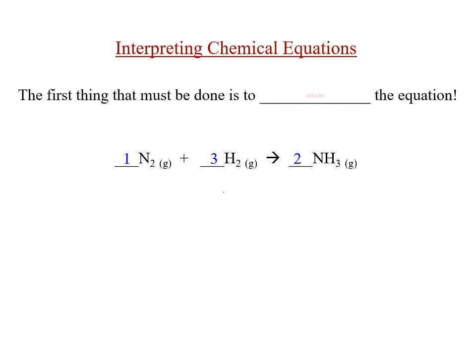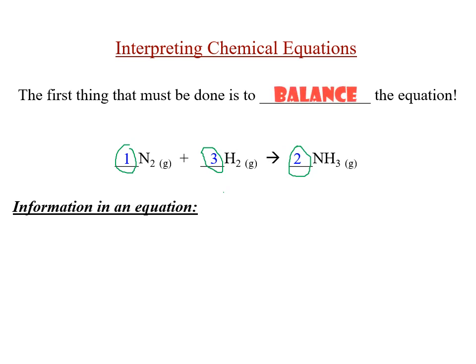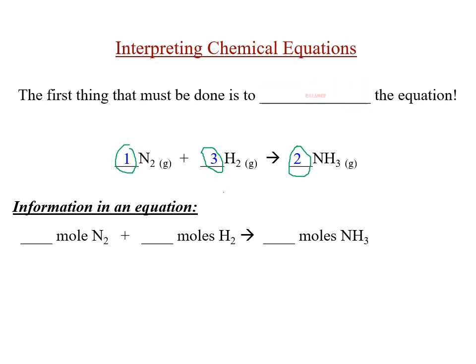Well, what does that 1, the 3, and the 2 mean? That's what we're talking about when we're talking about interpreting an equation. We're looking at these numbers and going, these are coefficients, and these coefficients give us some information. So our job is to interpret that information. The first way that we can interpret it is in terms of moles. We know from the last unit that that number means moles. So I want to see you interpreting your equations on your homework today in terms of moles.